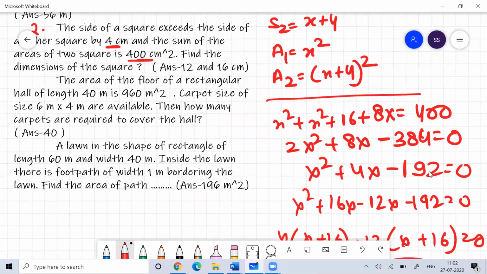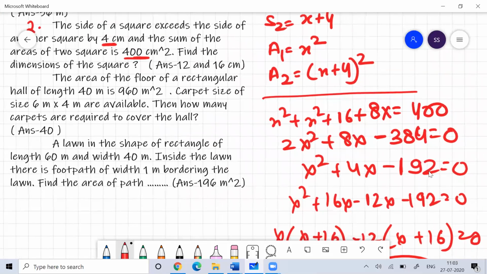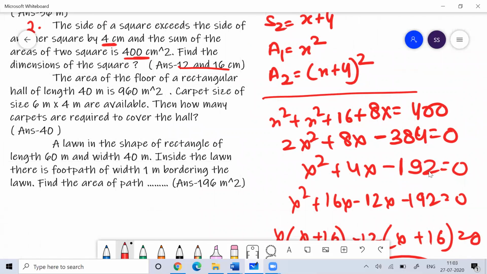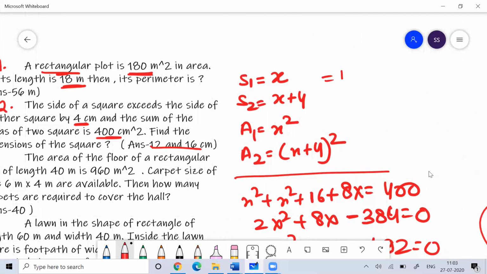So what they are asking you is to find the dimension of the squares. One square is 12. So if one square's side is 12, the other square's side would be 16.